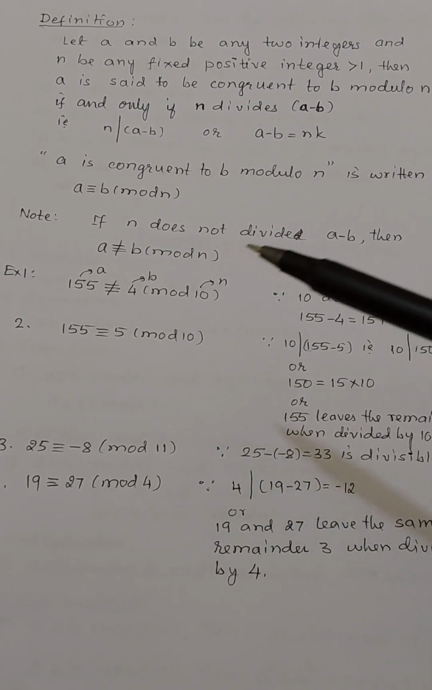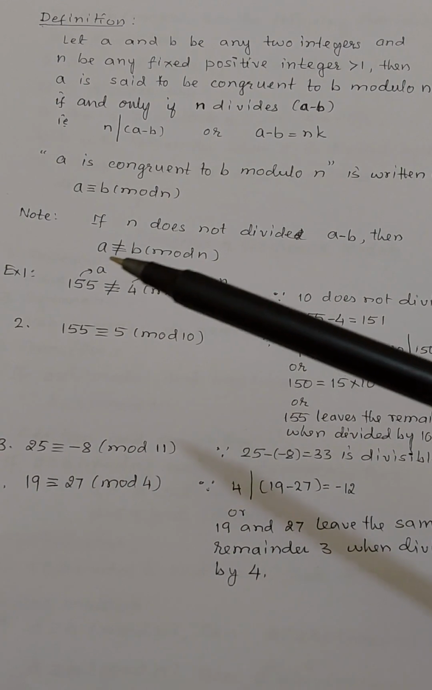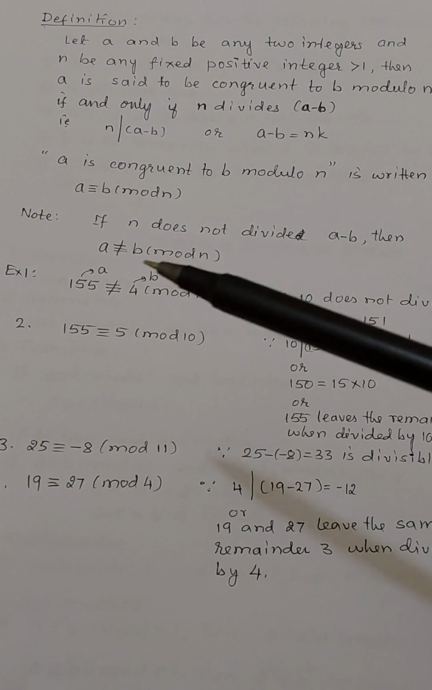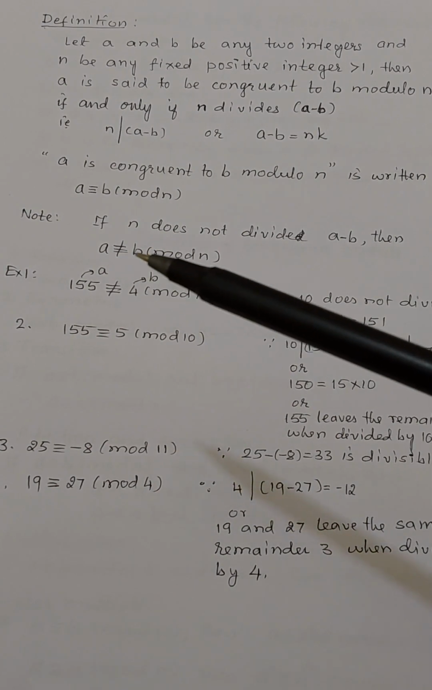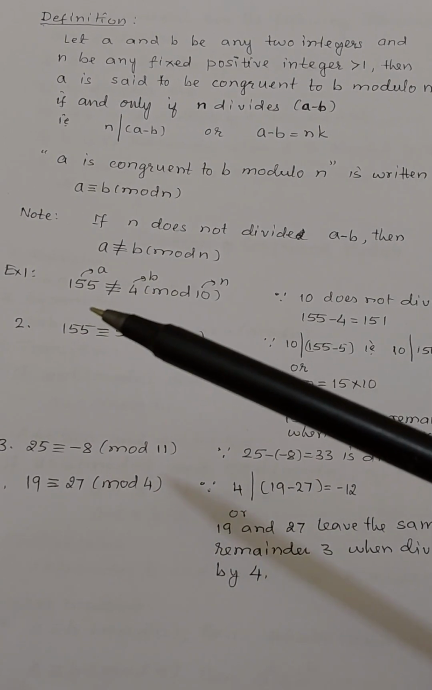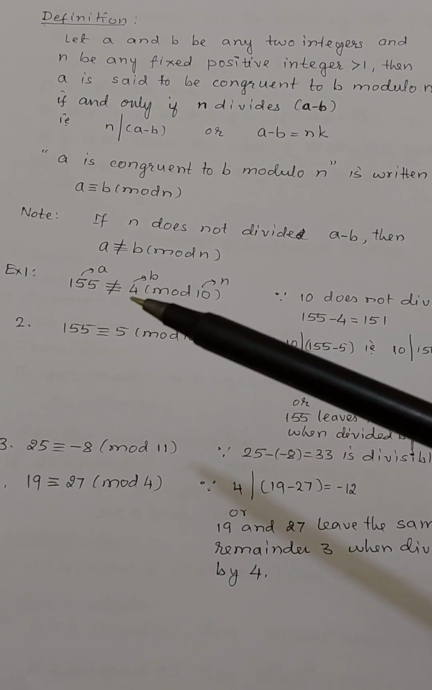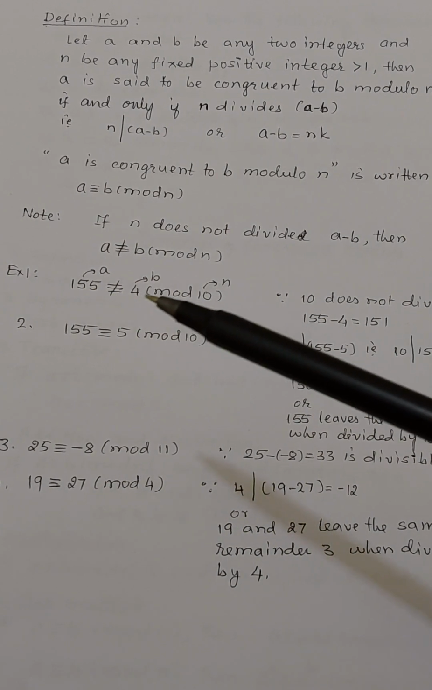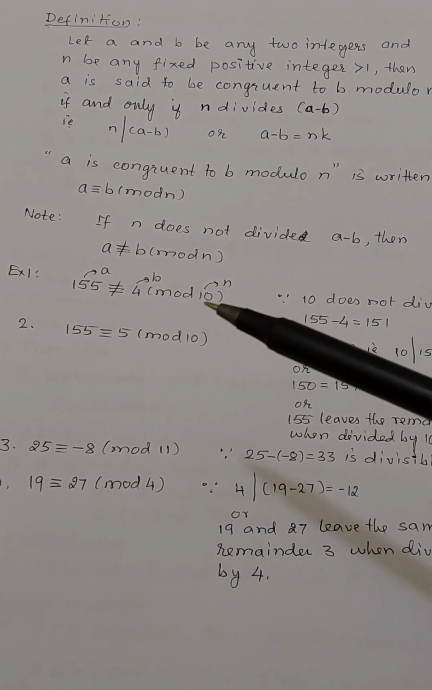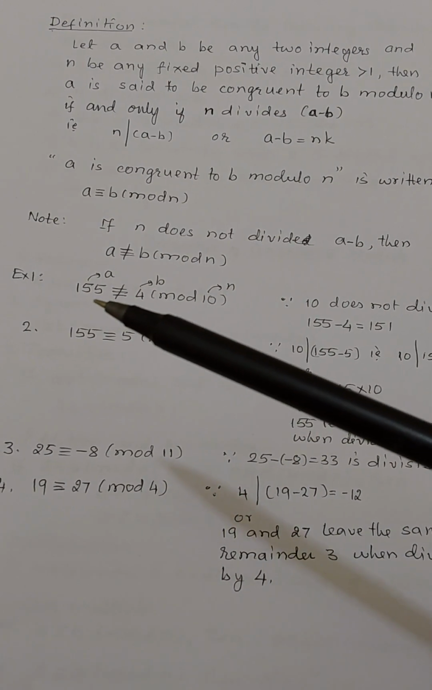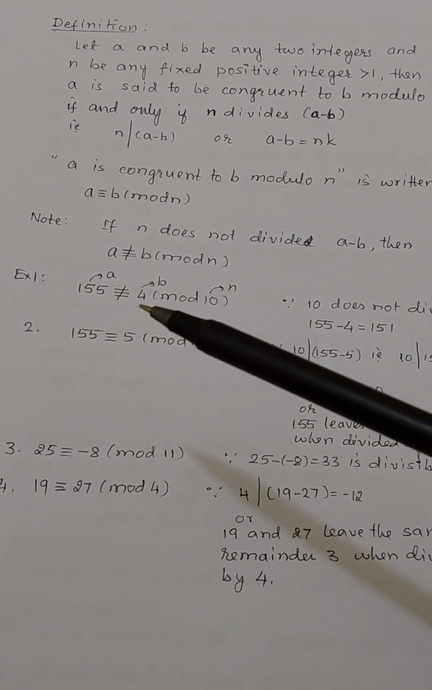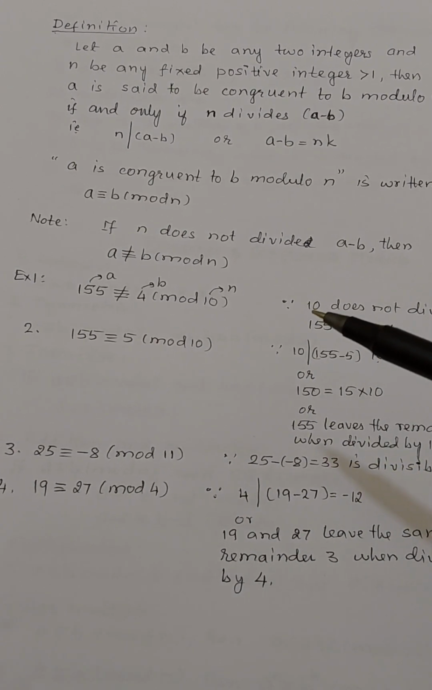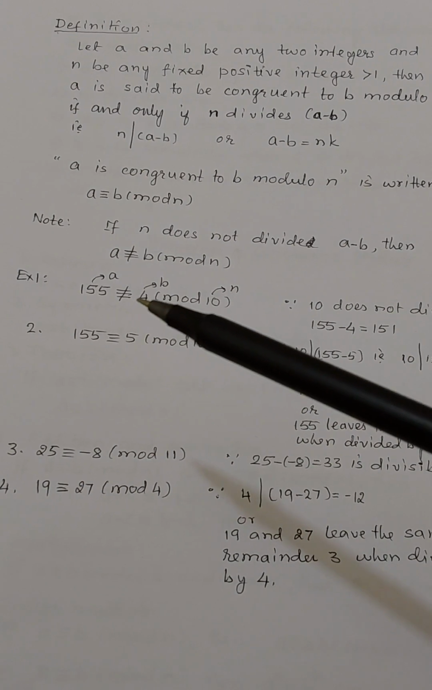If n doesn't divide A minus B, then we say A is not congruent to B mod n. So here A and B belong to different sets. That is why they are not congruent to each other. In this example, 155 is not congruent to 4 mod 10. A is 155, B is 4, and the fixed number n is 10. Now as per the definition, A minus B is 155 minus 4, which is 151. Certainly 151 is not divisible by 10, hence they are not congruent.